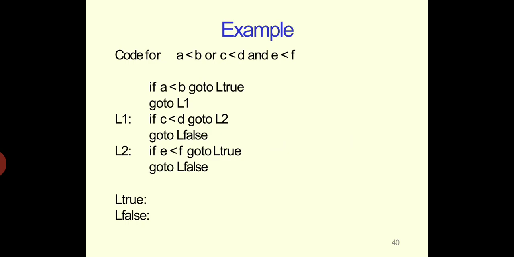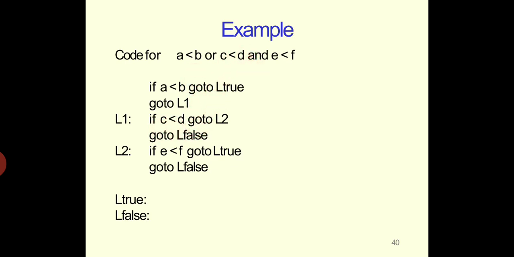Here, this is the same example that we considered previously: A less than B or C less than D and E less than F. Here we are evaluating only A less than B. If A less than B is true, go to L true. That means the entire expression's value is true. Then if it is false, go to L1. L1 will evaluate C less than D. Then we have to go to L2 if it is true. That means if A less than B is 0, we have evaluated it. That is why we have gone to L1.